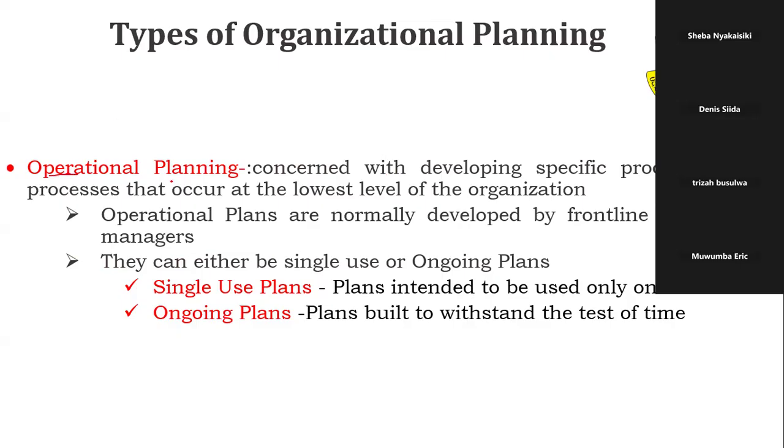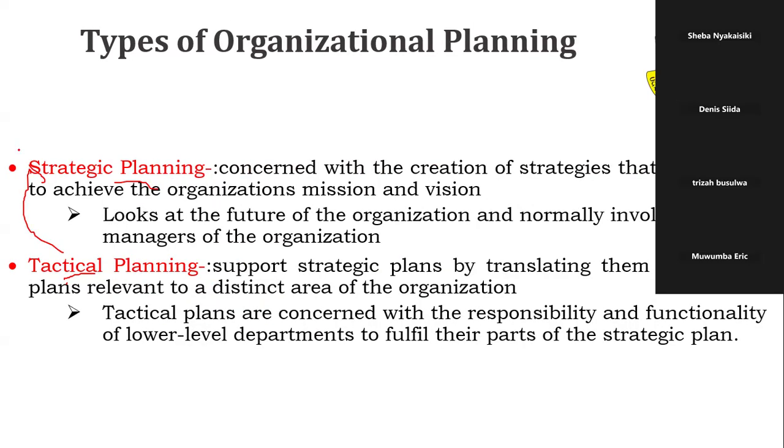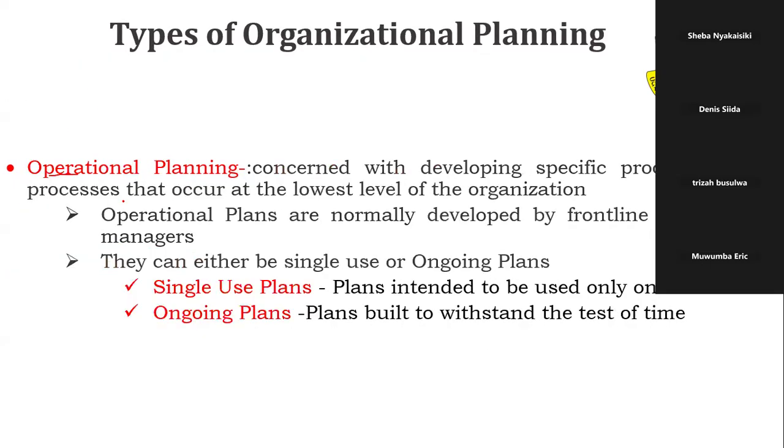This one is for the lower level. If you notice, the strategic plan is overarching for the entire organization or department. Tactical is for those different components that make up the overall organization. And then operational is at the lowest level, looking at processes and procedures, ensuring that at the lowest level each process and procedure is geared towards achieving that overall organizational goal.